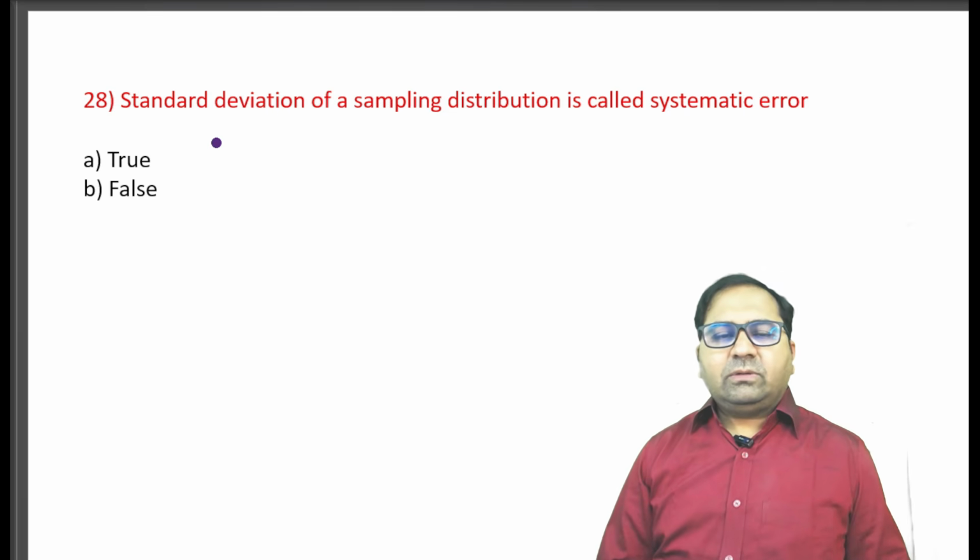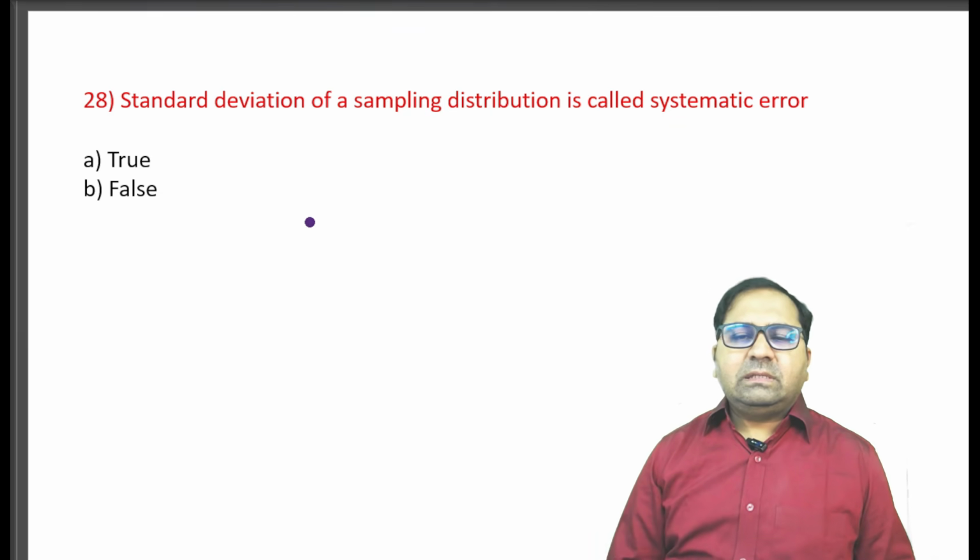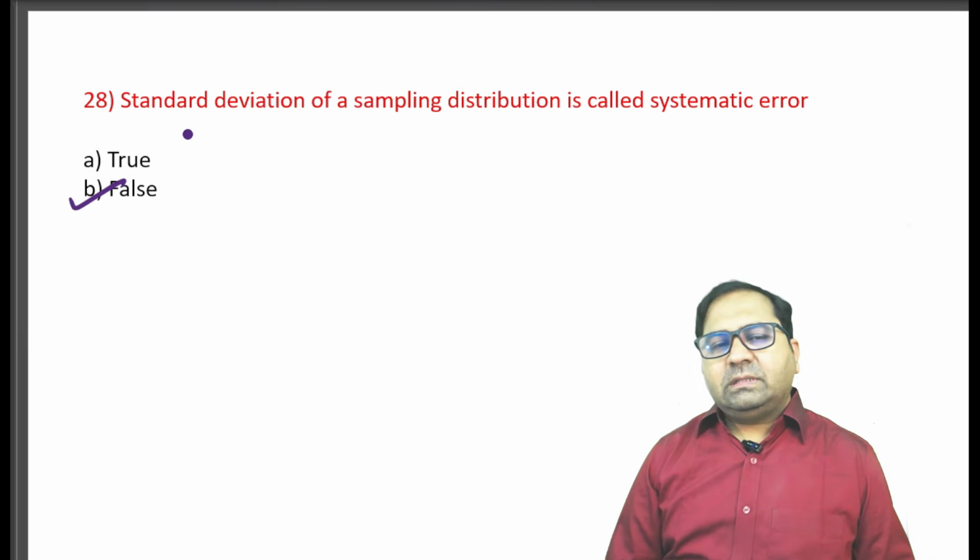Next question. The standard deviation of a sampling distribution is called a systematic error. Is it a true statement or a false statement? The answer is that it is a false statement. The standard deviation of a sampling distribution is not a systematic error.